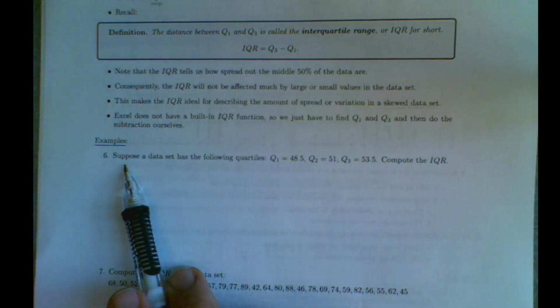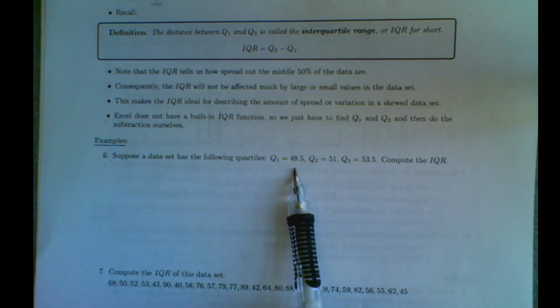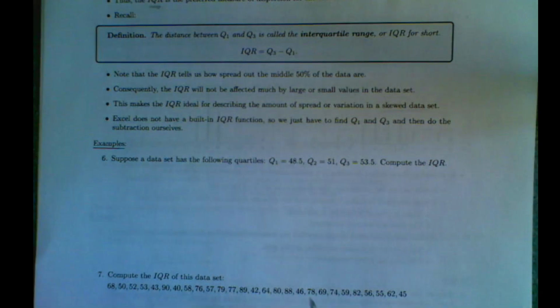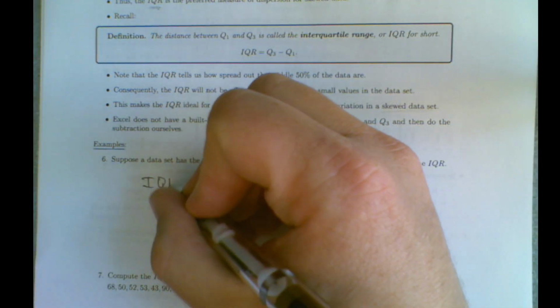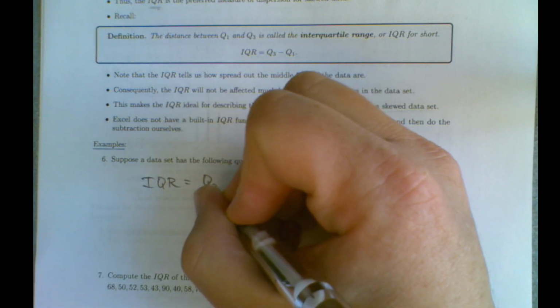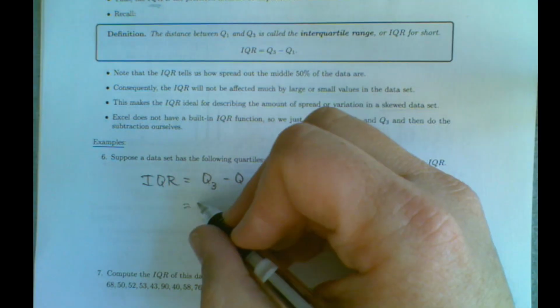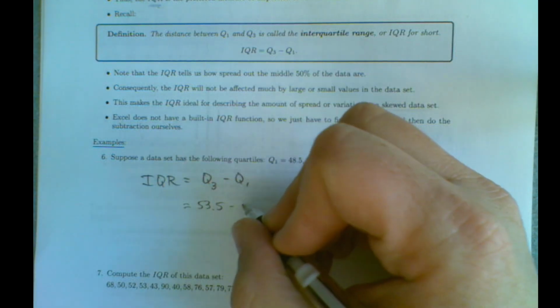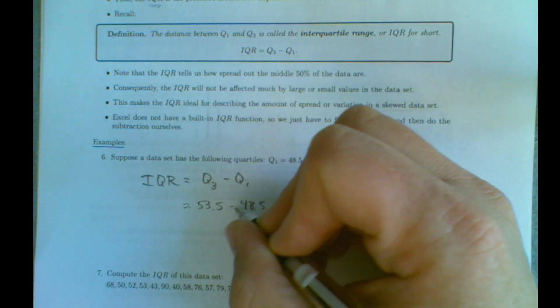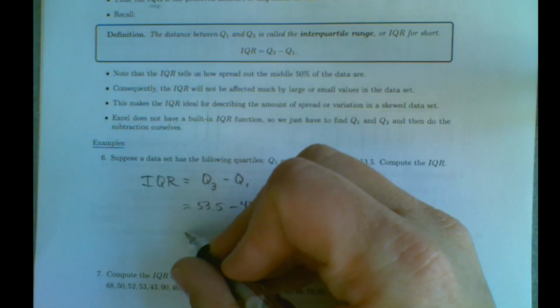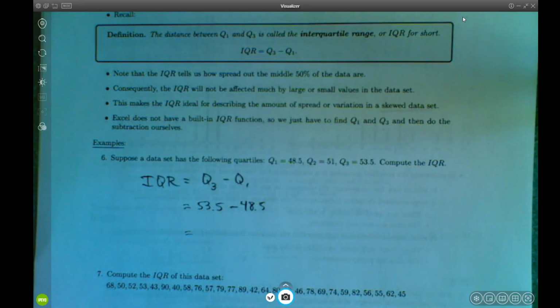So here's an example. Suppose a data set has the following quartiles. Q1 is 48.5, Q2 is 51, and Q3 is 53.5. We're asked to compute the IQR. So the IQR, by definition, is just Q3 minus Q1. In this case, that would be 53.5 minus 48.5. And you might be able to do that subtraction in your head. If not, just use a calculator, right?